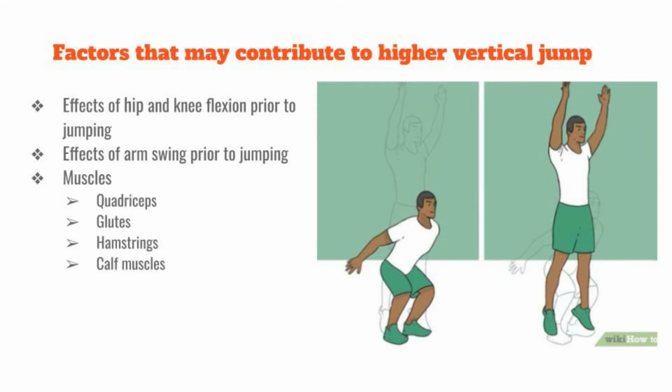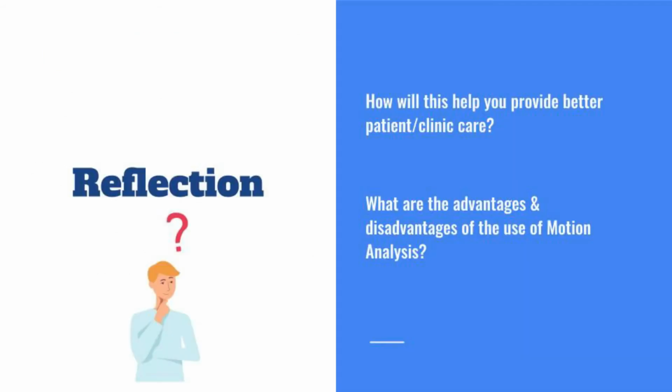These are the main muscles that are being activated when doing a vertical jump: quadriceps, glutes, hamstrings, and calf muscles. But take note, it is not just the lower body muscles that do all the work. So, reflecting from the results, how will this help physical therapists provide better patient or clinic care? And what are the ups and downs of using motion analysis in general?